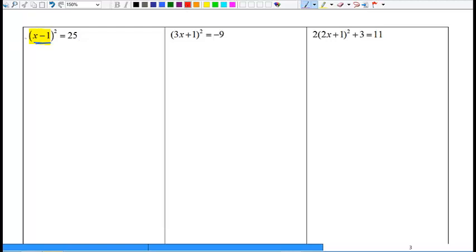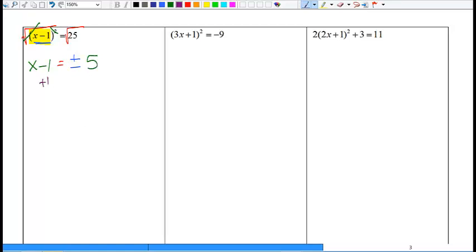Step 2 says to take the square root of both sides. Step 3 says every time you take the square root of both sides, you have to put the plus or minus part. So going back here, the square and the square root undo each other, and you're just left with x minus 1, the radicand, and then the square root of 25 is 5.